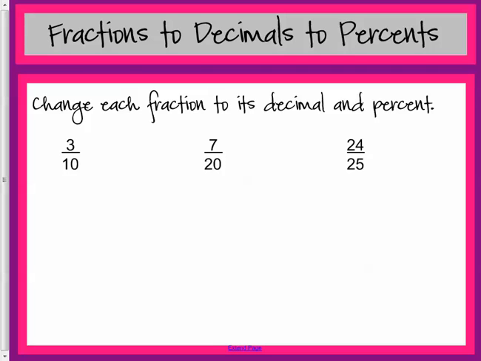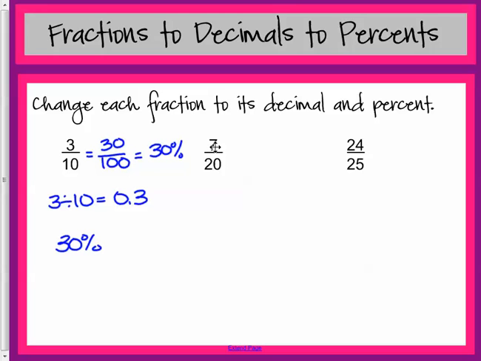Okay, so I know 3/10 is 3 divided by 10, and it looks like this, 0.3. So multiplying by 100, I get 30%. I could also set it as an equivalent fraction. So 3/10 is 30 hundredths. So 30 hundredths is 30%.